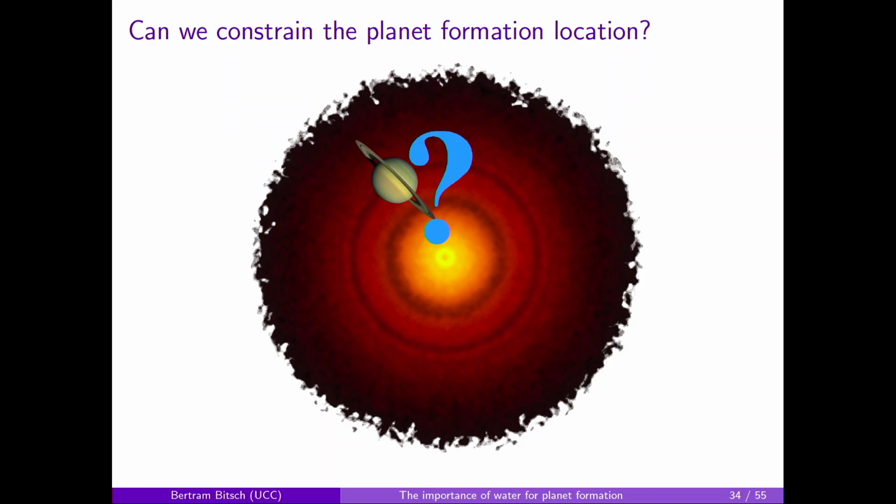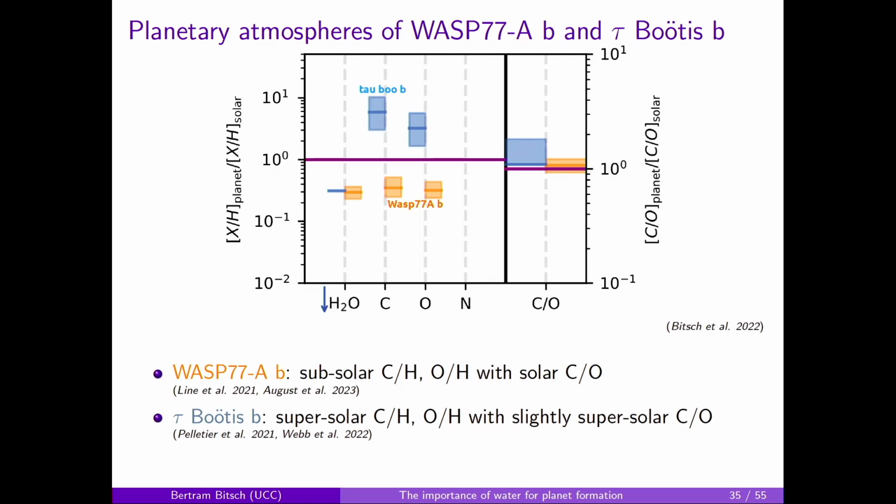But it might be an option if you look at giant planets. Now we can wonder, if we have giant planets, is there a way where we can constrain where these planets actually came from? Did they come from the water ice line or from somewhere else? The idea here is that we look into the atmospheric abundance of these planets, because if you measure the atmospheric abundance of a planet, it can maybe tell us something about the formation location.